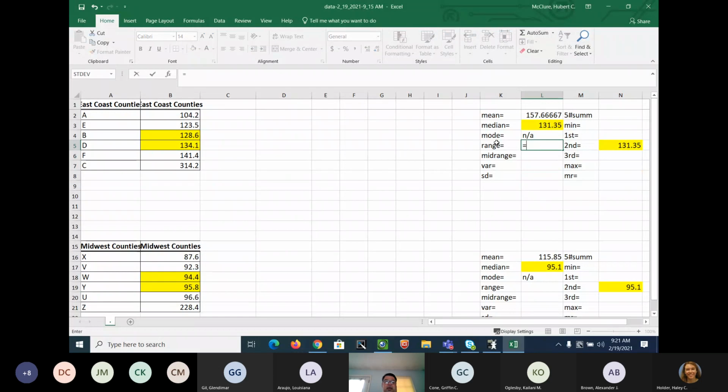Range is equal to the highest minus the lowest. This is a good review for the test because I'm going through everything. Mid-range is equal to the highest plus the lowest divided by 2. And just to save a little bit of time, Control C, Control V.